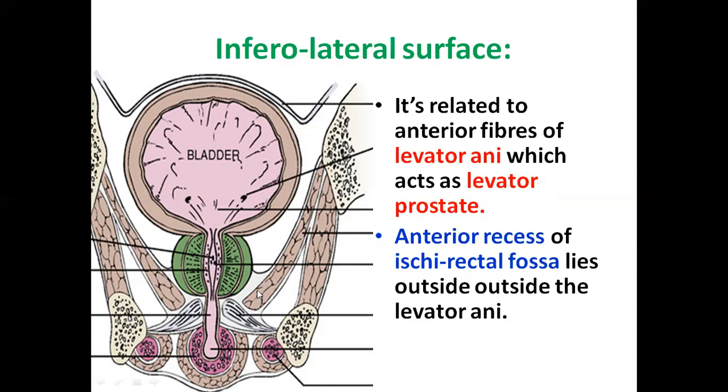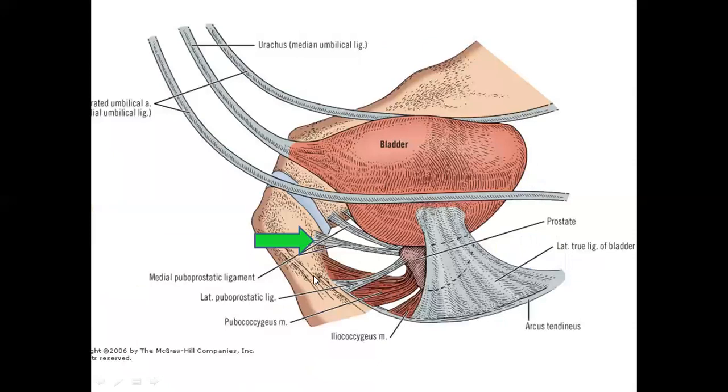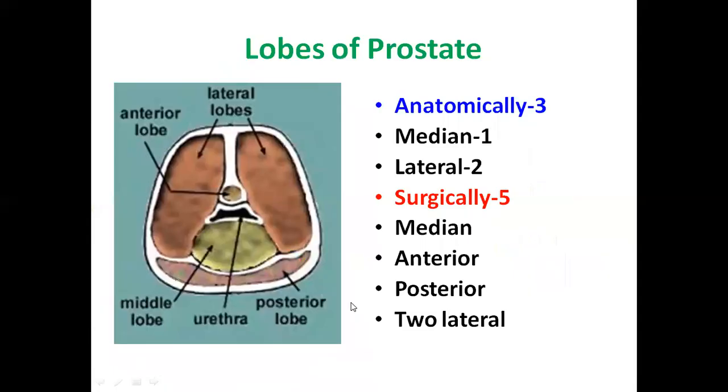When we do the ischiorectal fossa, we will come across the word anterior recess, which is a space extending in front of this area, connecting the right ischiorectal fossa with the left ischiorectal fossa. The anterior recess of the ischiorectal fossa lies outside the levator ani muscle like this. Again, we can see the prostate gland, and we have these ligaments, the medial and lateral puboprostatic ligaments.